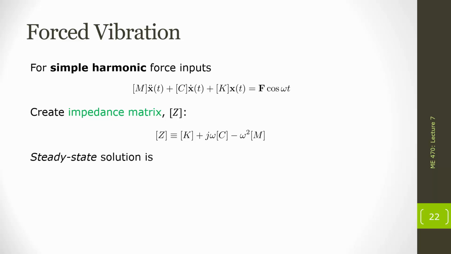And we're going to see the steady state solution for x of t is going to be this vector x times the cosine omega t, where x is going to be calculated using the inverse of the impedance matrix times the force amplitude vector.